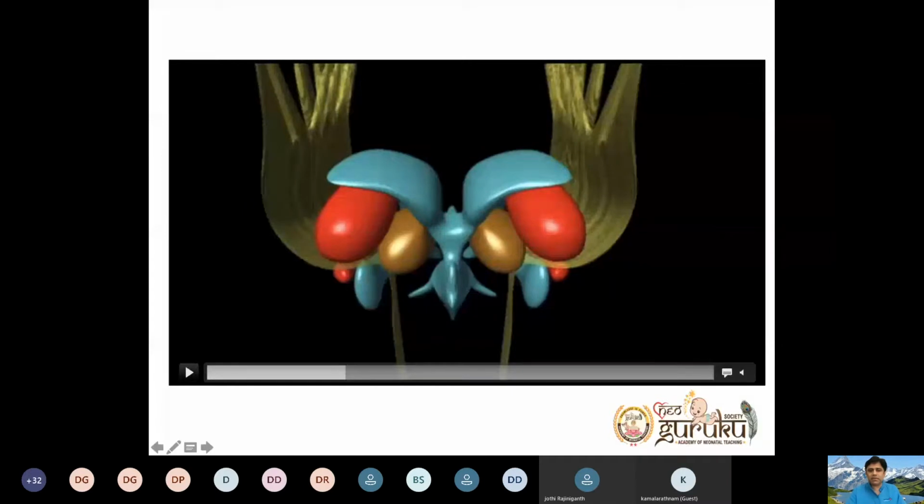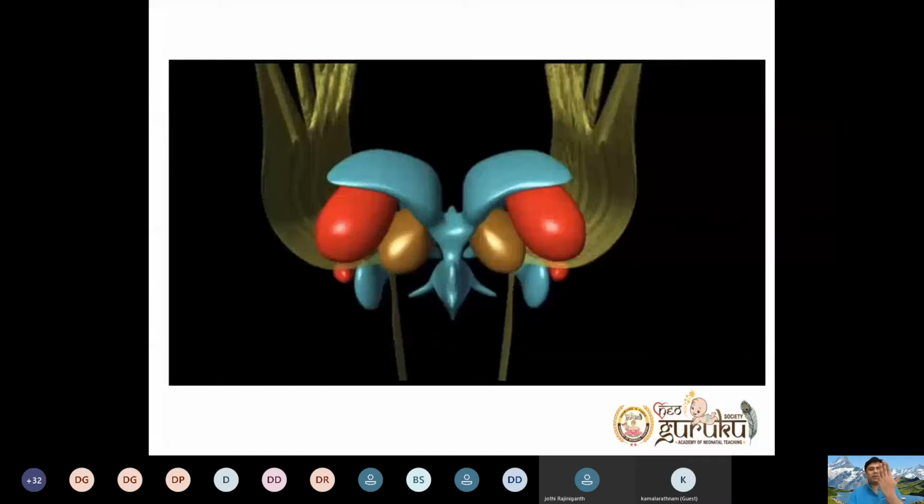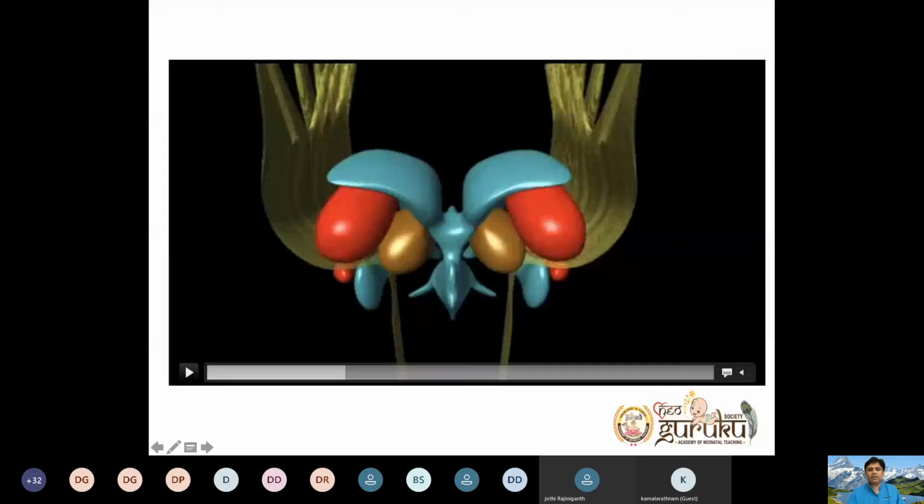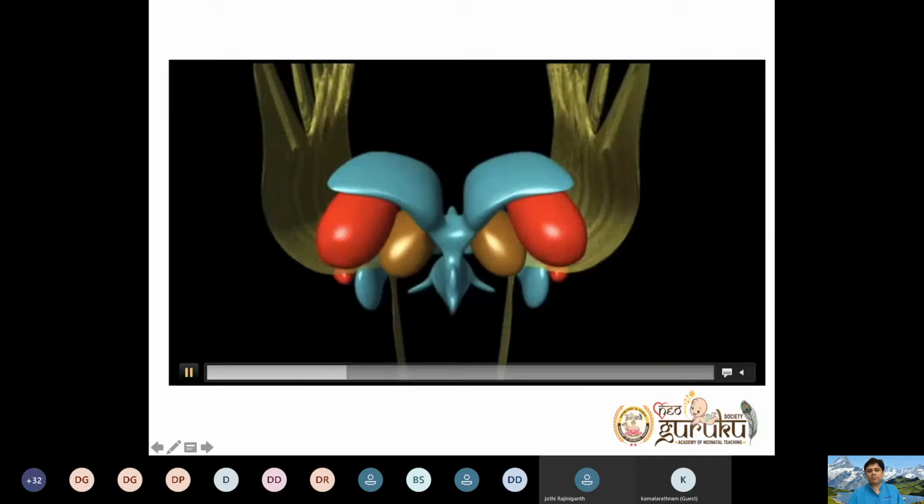Third ventricle is always in the center. On either side, you see lateral ventricle. This is the front view. If you stand in front of the baby's face, this is how the baby's brain looks. So this is your thalamus. The red part is your caudate nucleus, and in between we have the internal capsule.